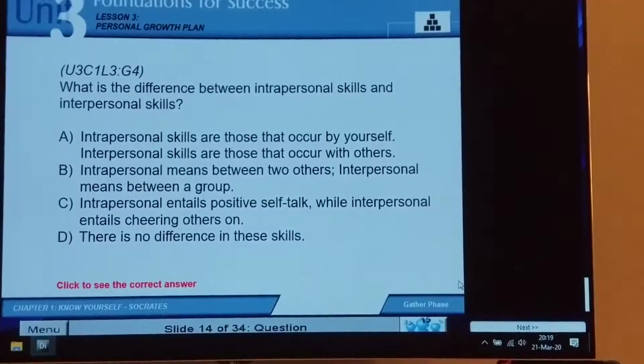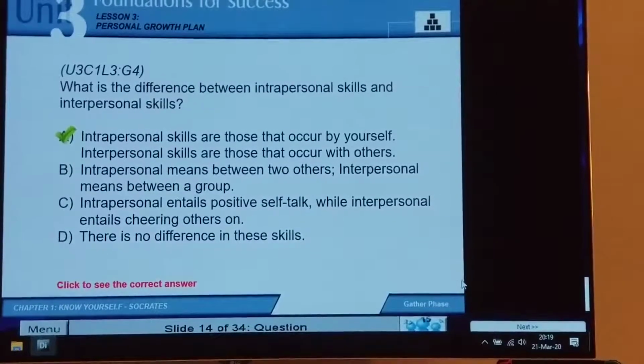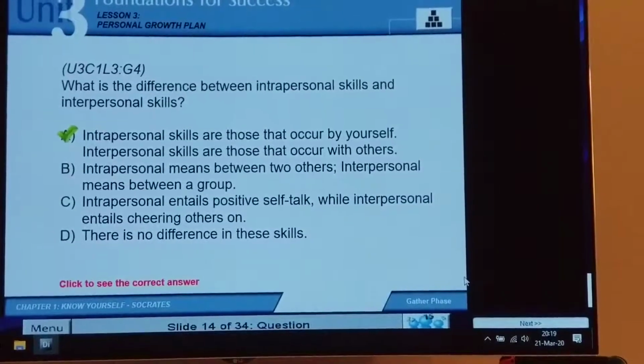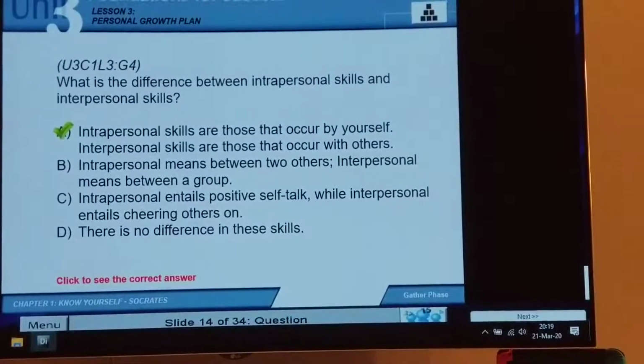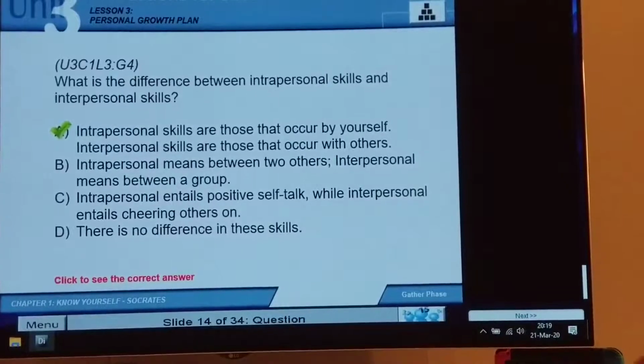Let's see what the correct answer is. It is A. Intrapersonal skills are those that occur by yourself. They're within you. Interpersonal skills are those that occur with others, between you and others.